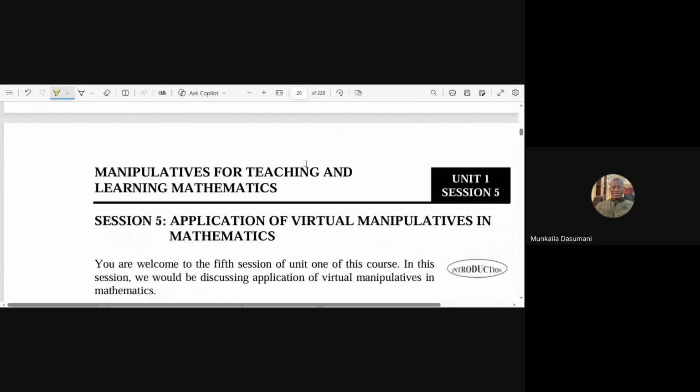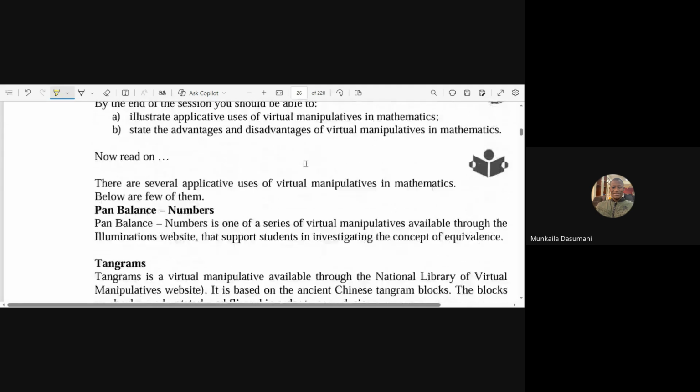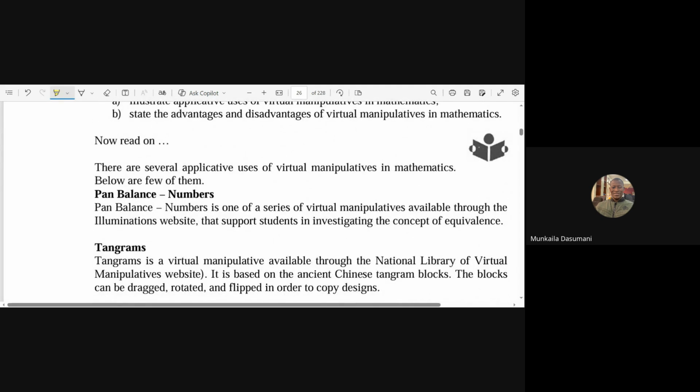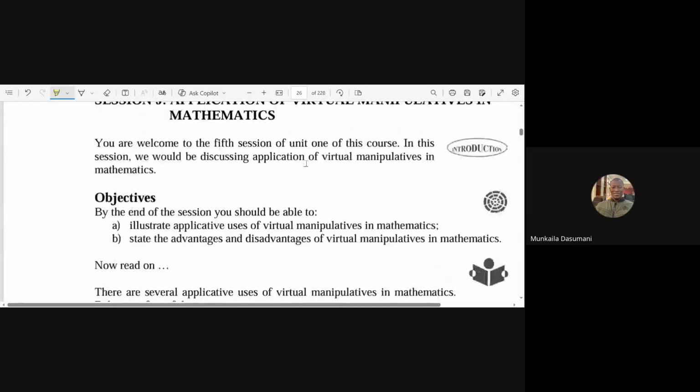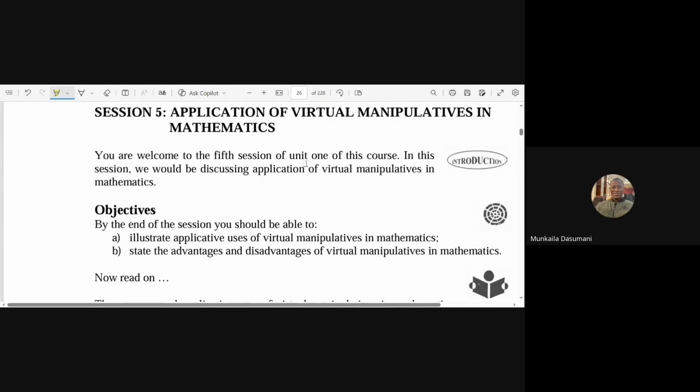We share it. So in this section 5, we are going to look at virtual manipulatives in mathematics applications. Even if I don't do it, I know you can read. Where can we apply virtual manipulatives in mathematics? So prepare yourself. You take one and tell me. There are so many of them. By the end, you should be able to illustrate applicative uses of virtual manipulatives in mathematics, and then we are going to look at the advantages and disadvantages of virtual manipulatives in mathematics.